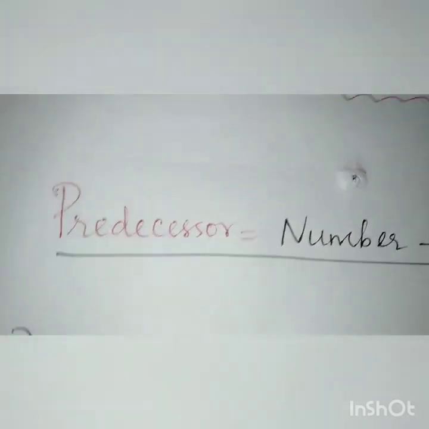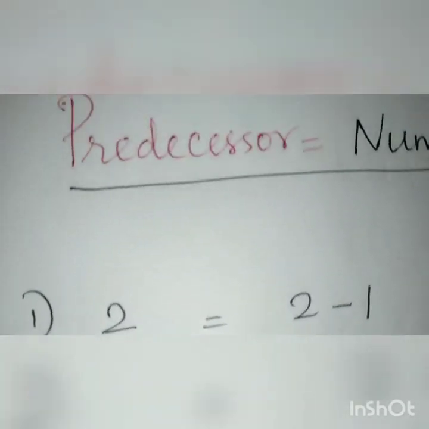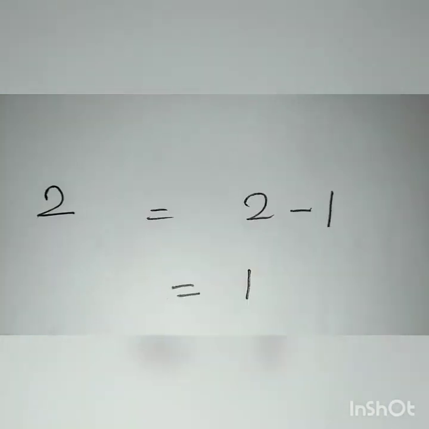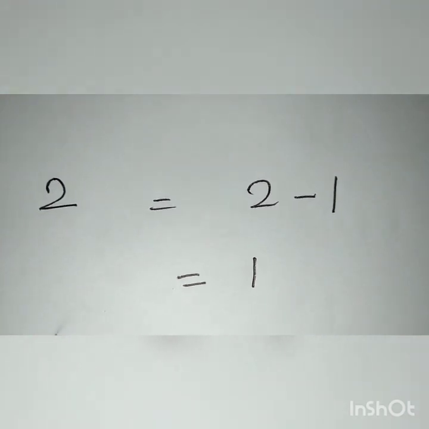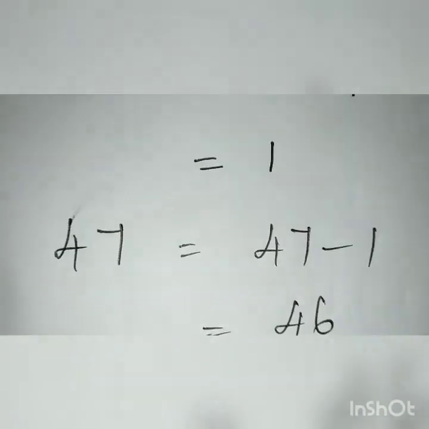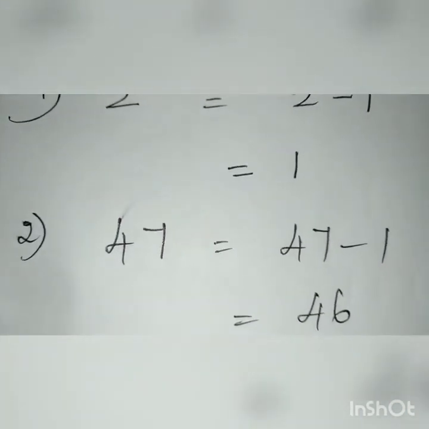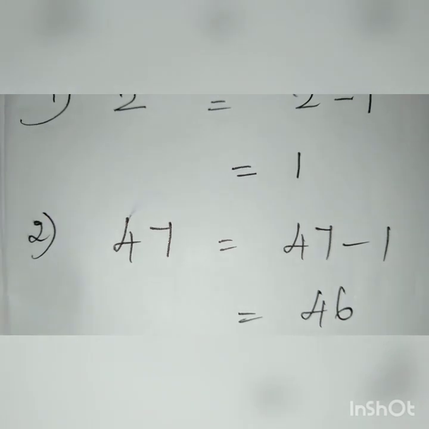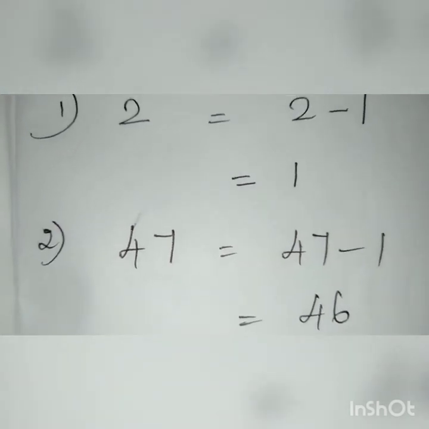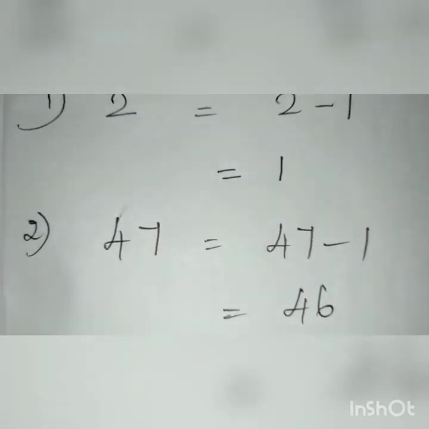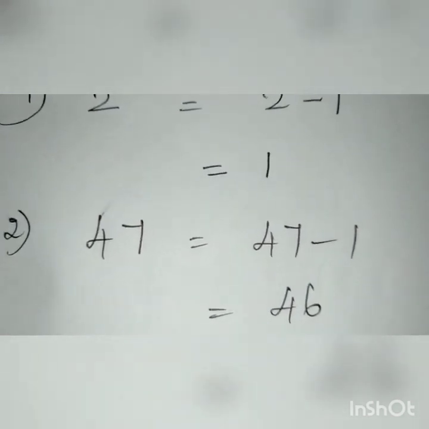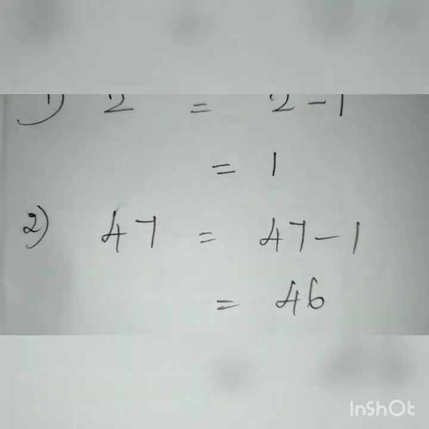So let us see some examples here. What is the predecessor of 2? The predecessor of 2 is 2 minus 1, which is 1, isn't it? So 1 is the predecessor of 2. See the next example, 47. So 47 minus 1. What is 47 minus 1? 46, isn't it? So 46 is the predecessor of 47.